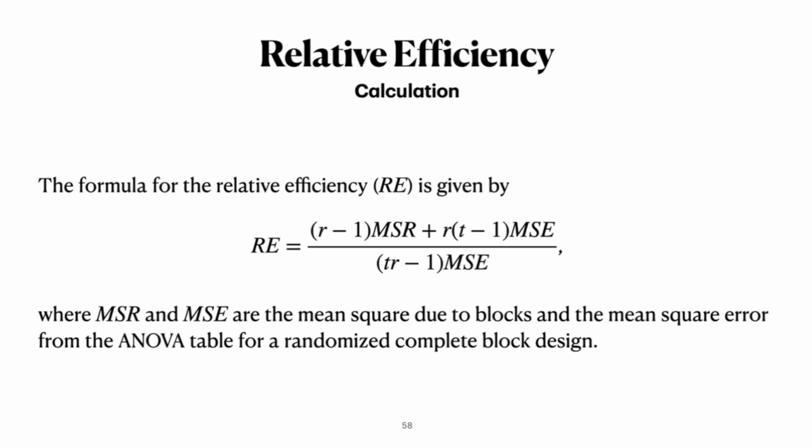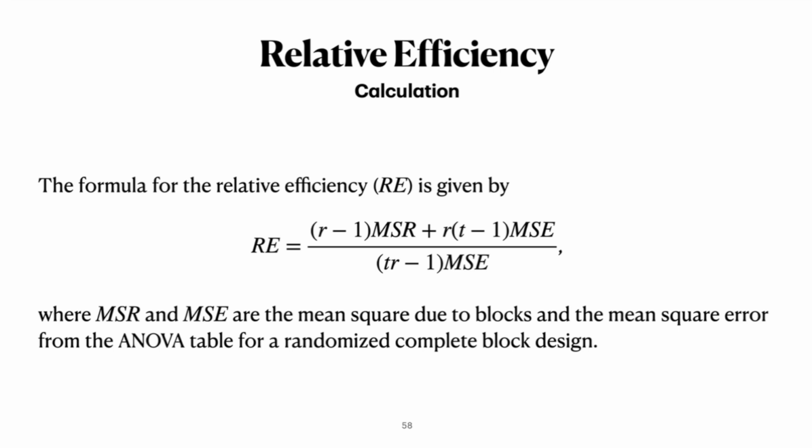Now, the formula for the relative efficiency is given by this expression. So the relative efficiency is (R minus 1) times MSR plus R times (T minus 1), R being the number of blocks used, T being the number of treatments used, all over (T times R, which is the total number of observations, minus 1) times MSE.